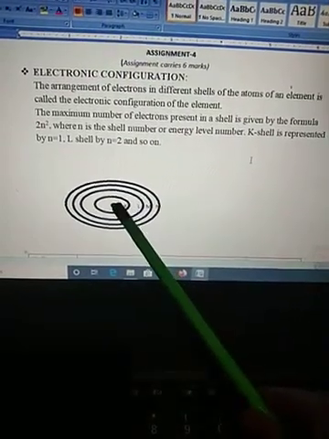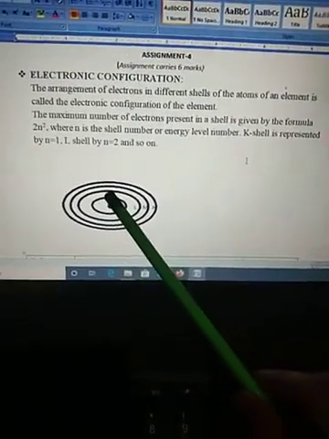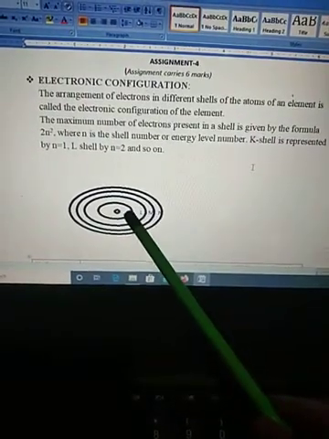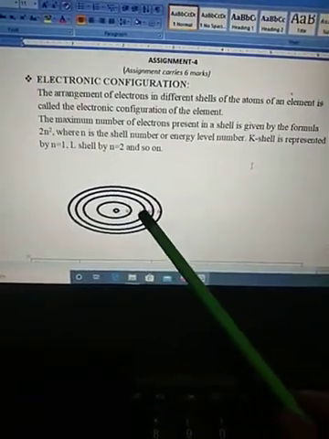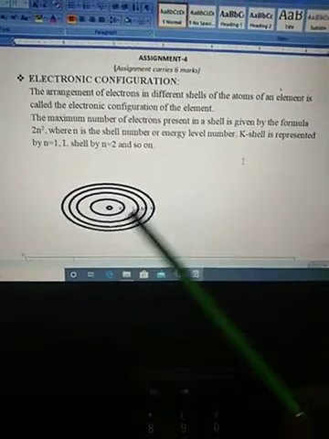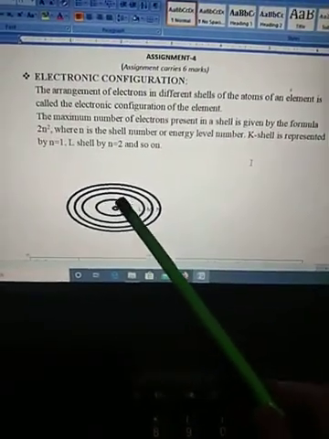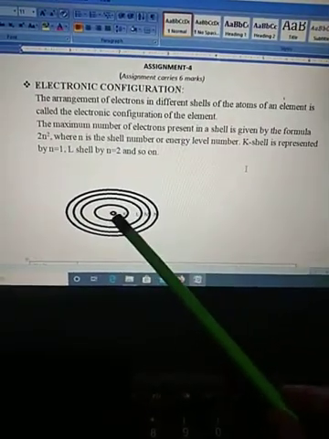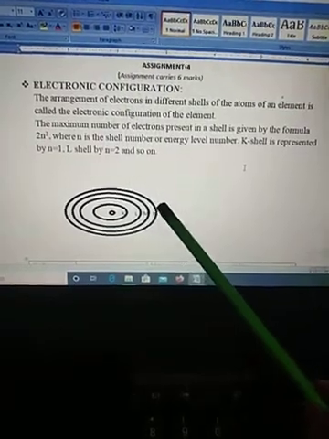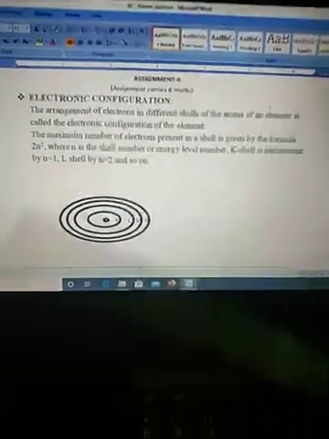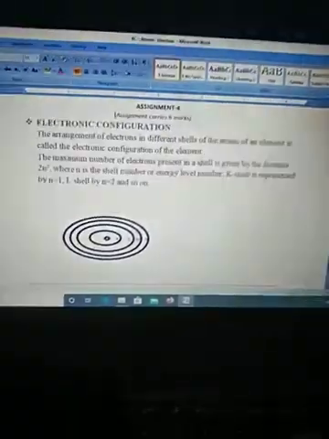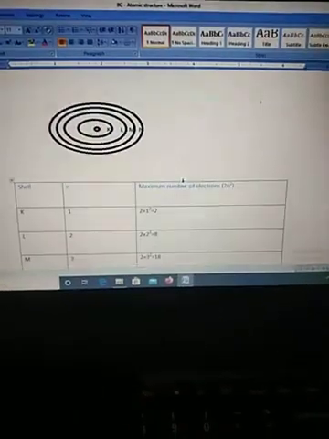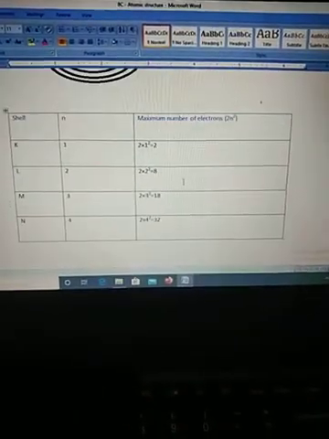Similarly, the first orbit after the nucleus we call the K shell. Then L, M, N, O, it goes on. So you have to remember this. This is the nucleus, after it the first is K, then L, M and N. Now the number of electrons that each orbit or shell can accommodate is given by the formula 2n square. We have a table here which helps us calculate the maximum number of electrons in each shell.